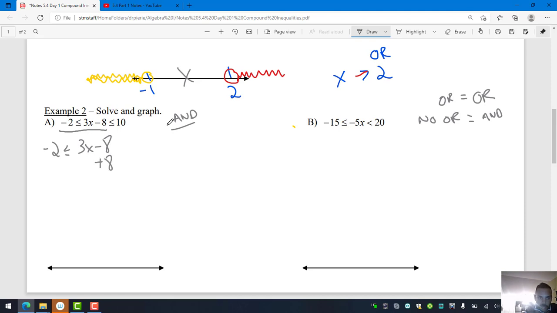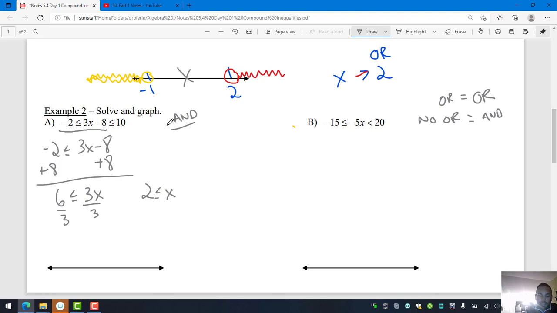So the first thing I'll do if I want to get x by itself is add 8 to both sides. Negative 2 plus 8 equals 6. 6 is less than or equal to 3x. To get x by itself, I need to divide both sides by 3. 6 divided by 3 is equal to 2. And then I should have something like 2 is less than or equal to x.